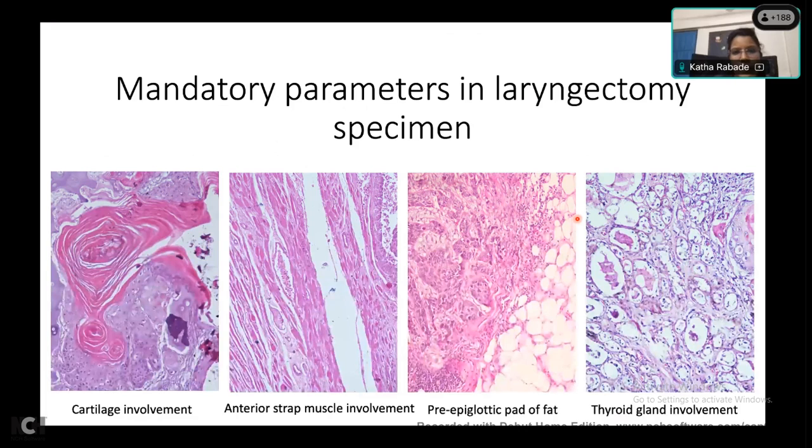The elements that we saw up till now were mainly for oral squamous cell carcinomas. In addition to those, there are some other parameters which are essential in laryngectomy specimen. These include cartilage involvement. For cartilage involvement, we need to document whether the cartilage involvement is limited to the inner cortex of the cartilage or extending through and through the cartilage, that is full thickness involvement of the cartilage. This will upstage the tumor to T3 from T2. We need to document the involvement of the anterior strap muscles, the pre-epiglottic pad of fat, and the involvement of thyroid gland.